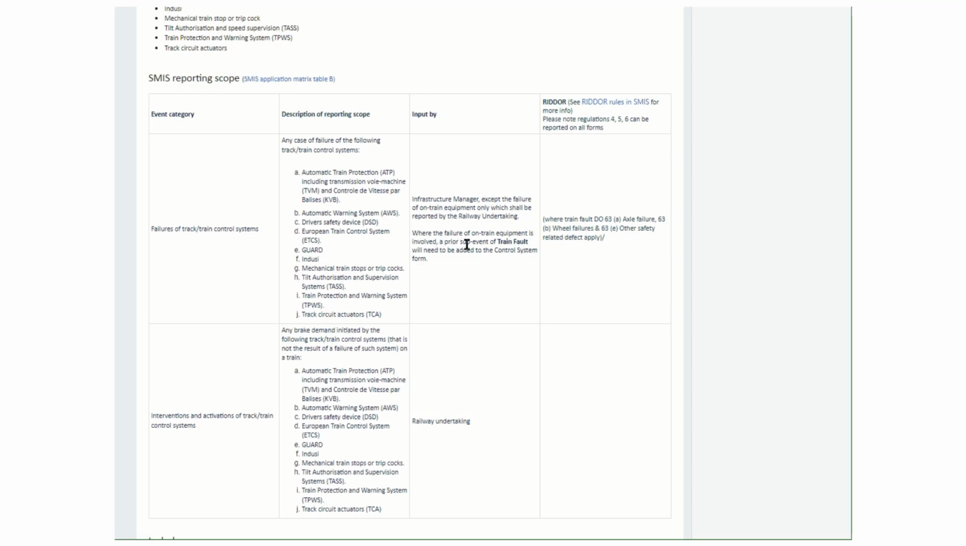If the latter, there's a guidance note here as well to say that a prior sub-event of train fault will need to be added to the control system form in this instance. The second type of event category are interventions and activations of track train control systems on a train that is not the result of a failure of such a system, so not the same as these ones. Again, it's any brake demand initiated by this repeated list of train control systems. These events are to be entered in SMIS by the railway undertaking.